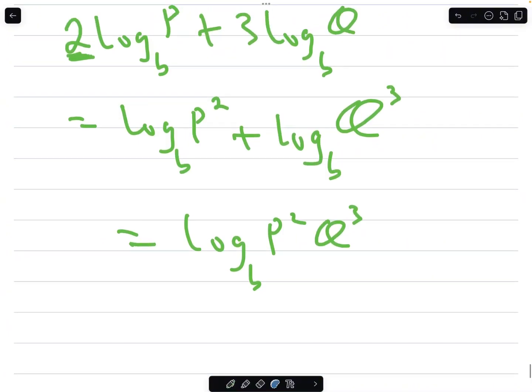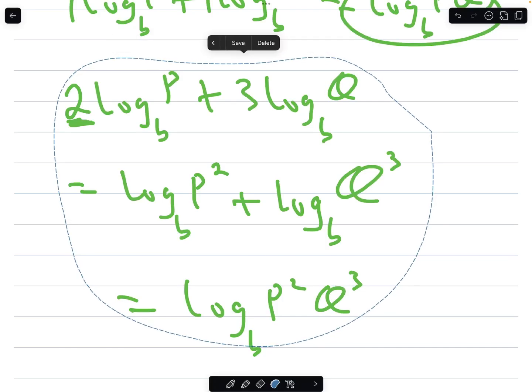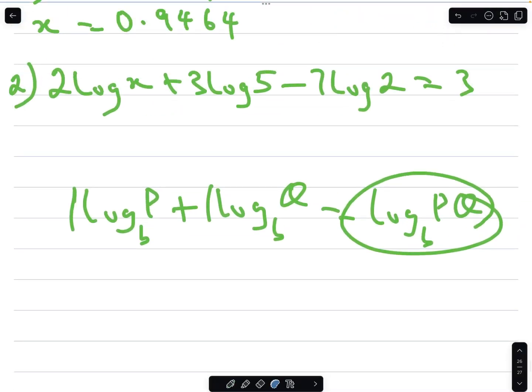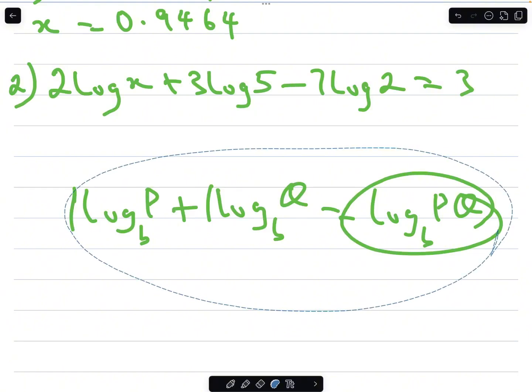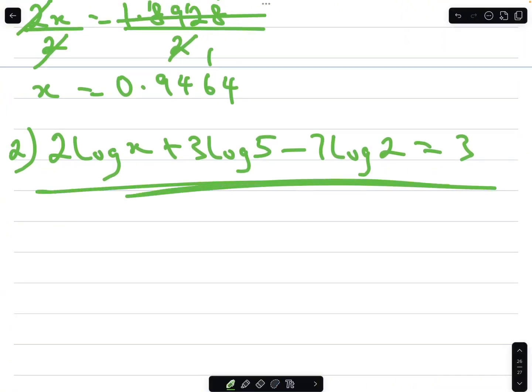So it is the same thing that we are doing here. It's the same thing that we're going to do here. Let's take this out.